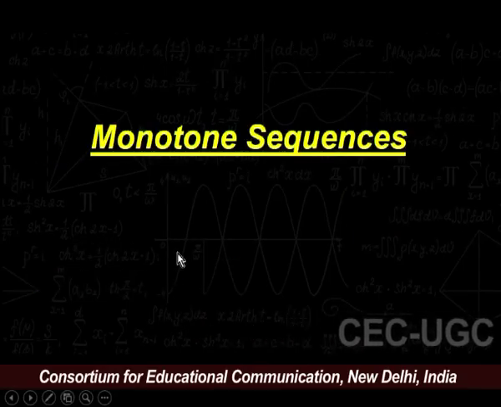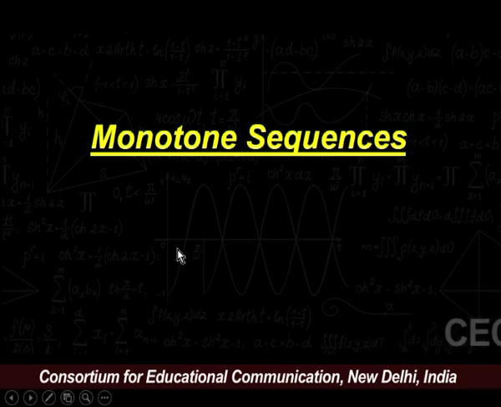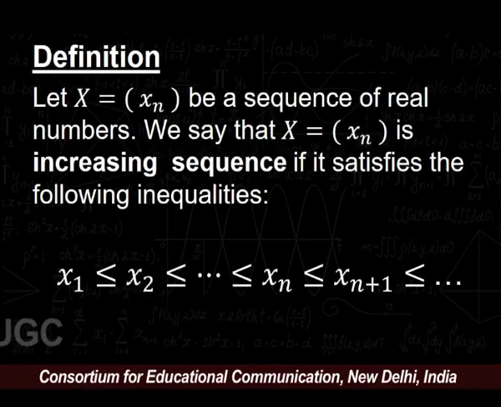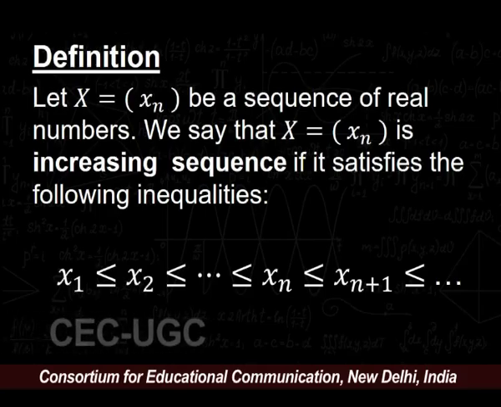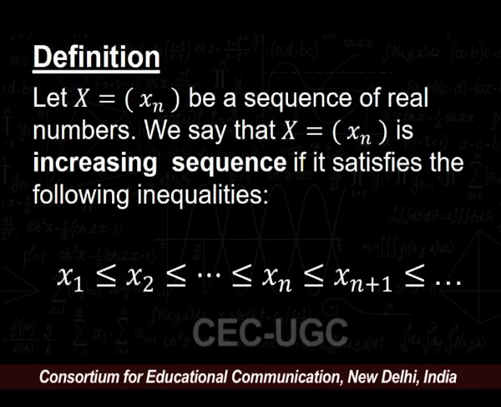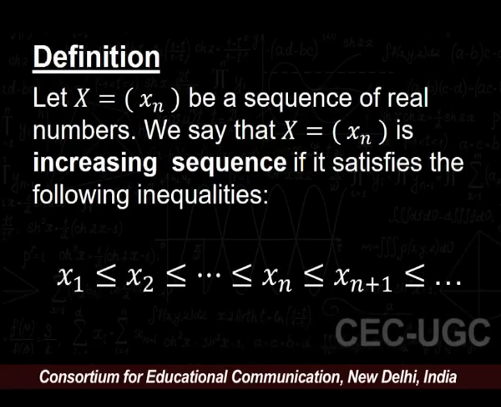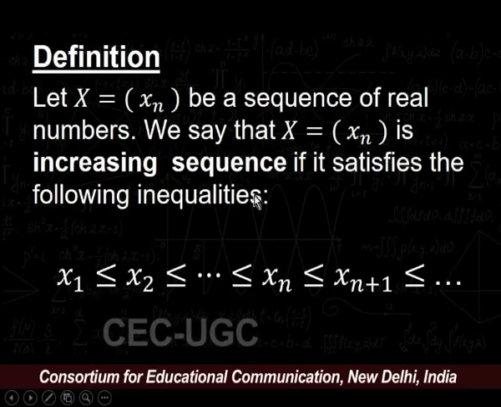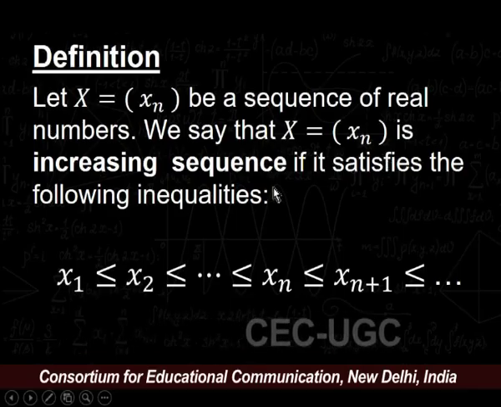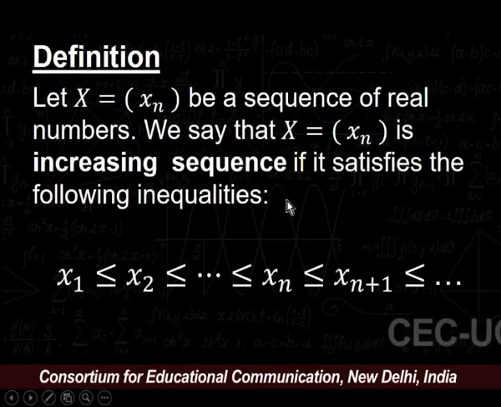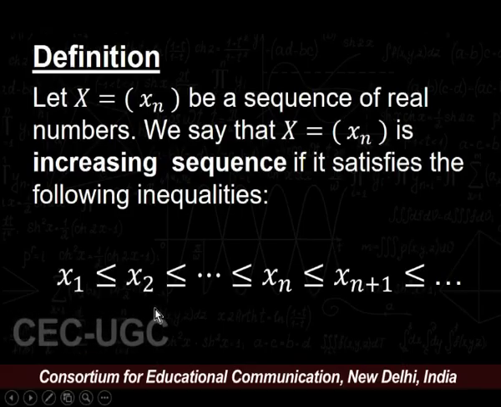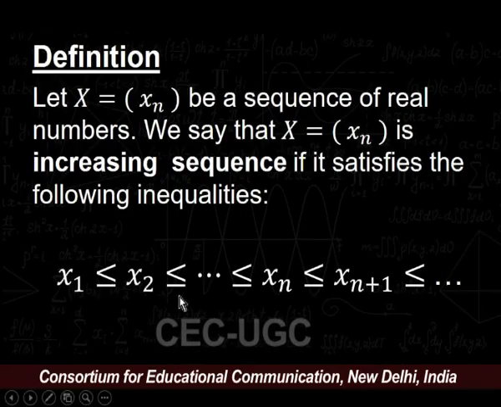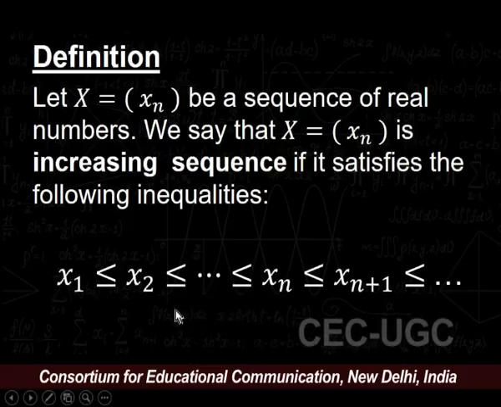Now, our next topic is monotone sequences. For this, we have some basic theorems. For that, the definition is: let X equals (xn) be a sequence of real numbers. We say that X equals (xn) is an increasing sequence if it satisfies the following inequality: x1 is less than or equal to x2, x2 is less than or equal to x3, and so on.